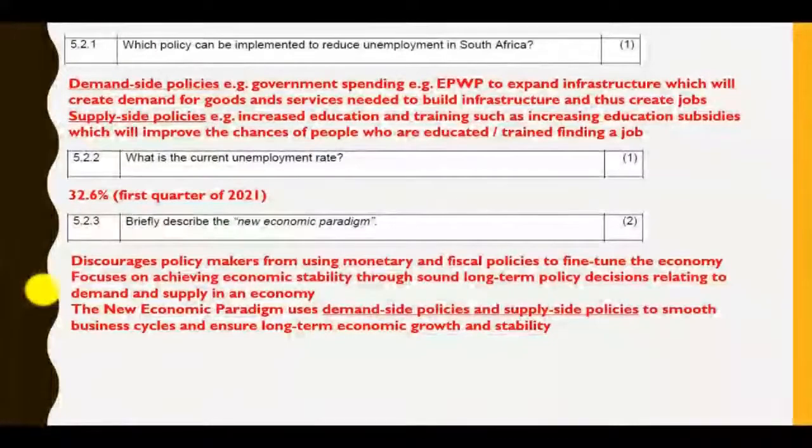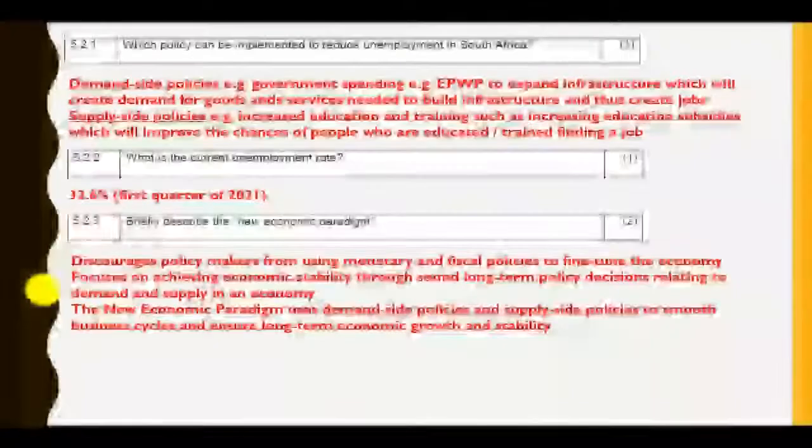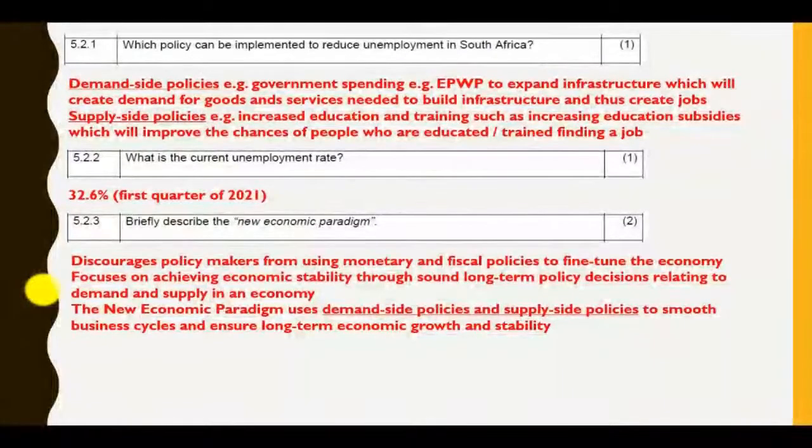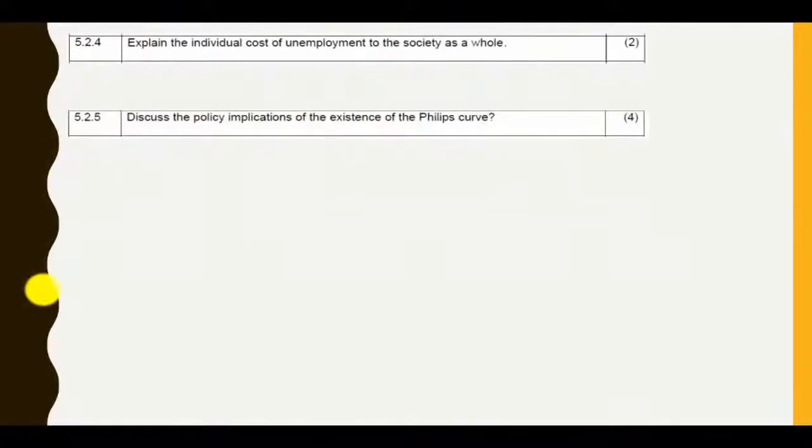Alright, everybody, I hope you guys are all good and all with me, and we can go on to the last part of this question, which is about the Phillips curve. So the question says, two more questions. Explain the individual cost of unemployment to society as a whole. So grade 12, what are they talking about here? They're talking about externalities, right? The individual cost of unemployment, so if I lose my job, what is the cost to society as a whole? Alright? What is the cost to society as a whole?